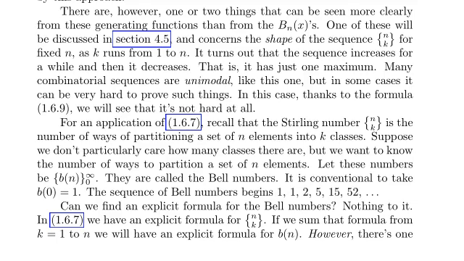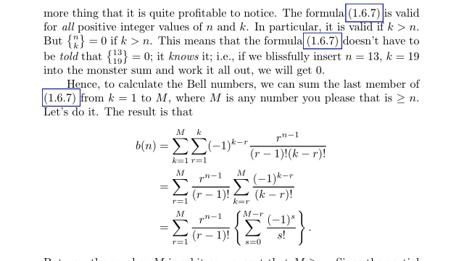Okay, so what were they saying about this formula? In 1.6.7 we have an explicit formula for {n k}. If we sum that formula over k from 1 to n, we will have an explicit formula for Bn. However, there's one more thing that's quite profitable to notice. The formula 1.6.7 is valid for all positive integer values of n and k. In particular, it is valid if k is greater than n. But then {n k} is 0 if k is greater than n. This means that the formula does not have to be told that the number of ways to split a set of 13 elements into 19 classes is 0. It knows it. If we blissfully insert n equals 13 and k equals 19 into the sum and work it all out, we will get 0.